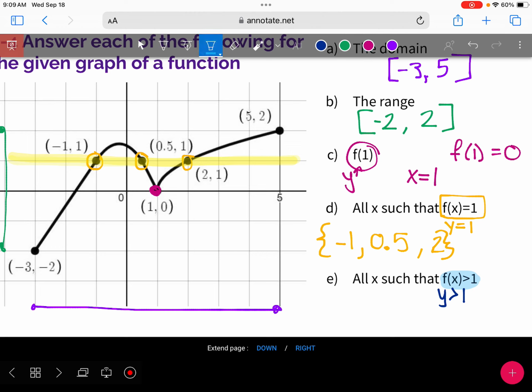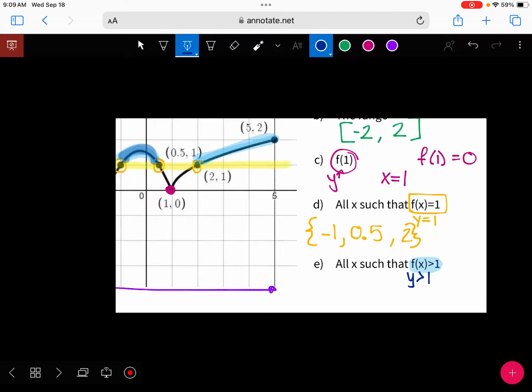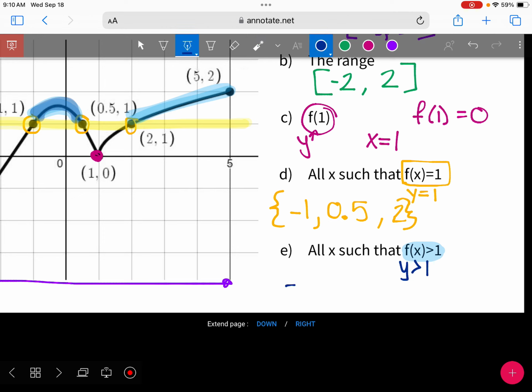How do I write this left one as an interval? Where is that? Think about your x's. Where is it starting? Where is it stopping? What is the left endpoint? Goes from -1. My x value is -1. And it's going to go to, where does it stop being? 0.5.